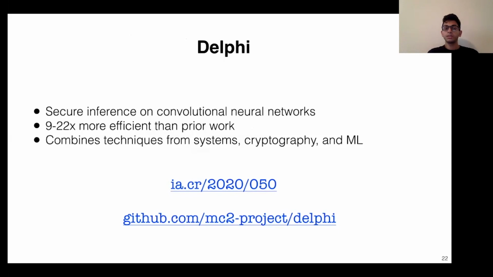So, okay, to summarize, I presented Delphi, which is a protocol for secure inference on convolutional neural networks. This is 9 to 22x more efficient than prior work in various metrics, and combines new techniques in systems, cryptography, and ML. The paper is available online, and so is the code.